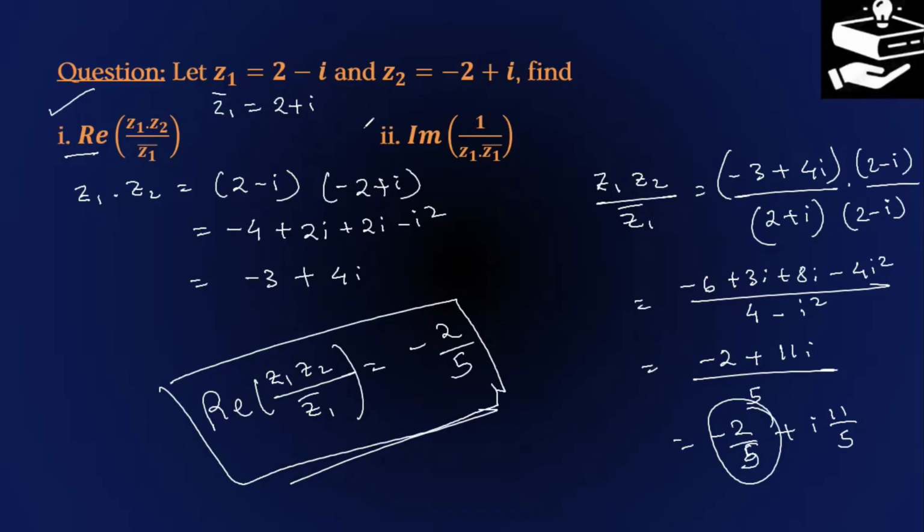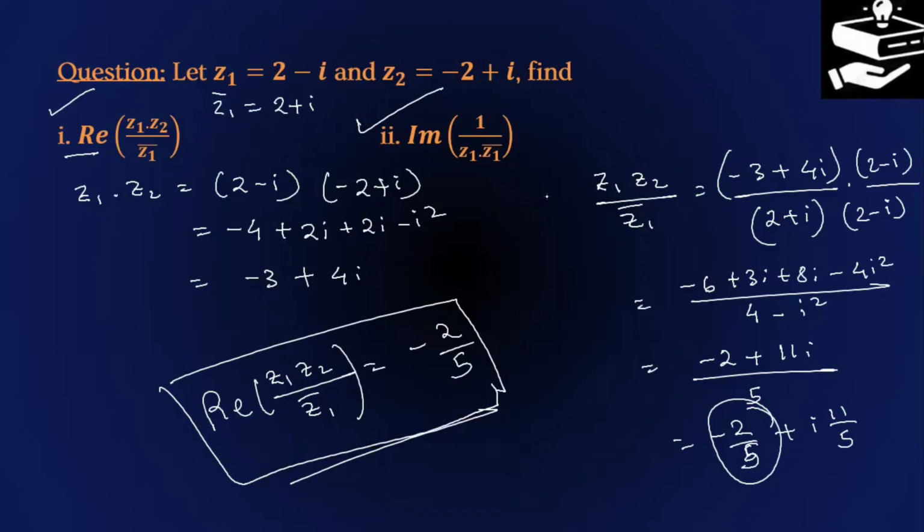You'll have to do the second one, imaginary part. Imaginary part of 1 by z1 into z1 bar, you will have to find out that. This is your home task. Please finish it off and tell me what will be the imaginary part. Tell me in the comment box. I'll check the comment box of each and everyone.